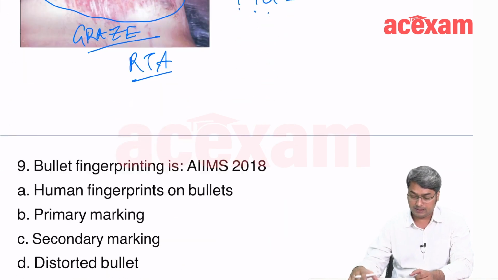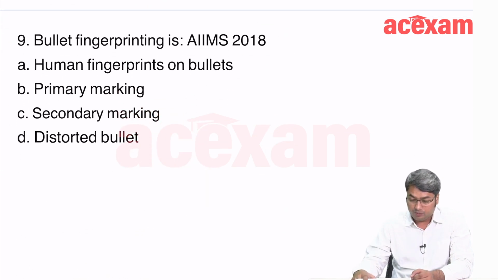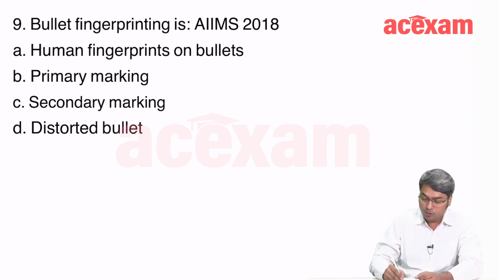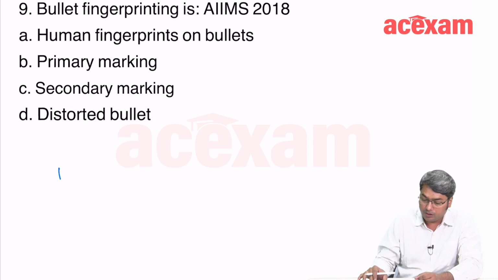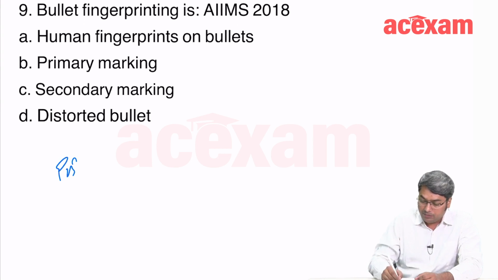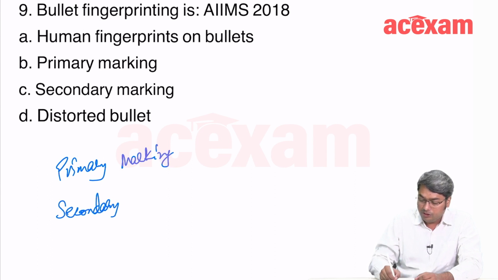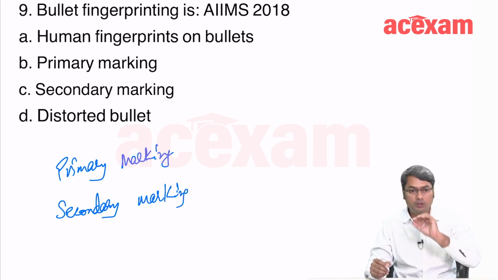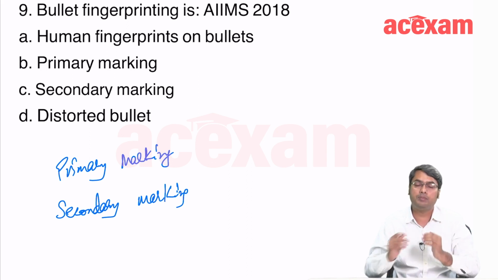Next, bullet fingerprinting. What is bullet fingerprinting? We have already discussed this, that to identify a bullet, we need to see the markings. There are two types of markings in a bullet: the primary markings and the secondary markings, which produce typical marks on the body of the bullet as it is being fired from the firearm. So it can be primary and secondary.